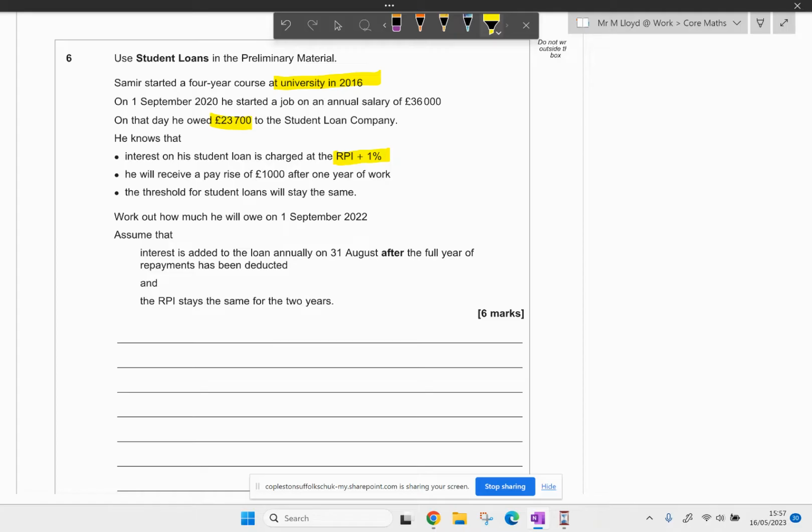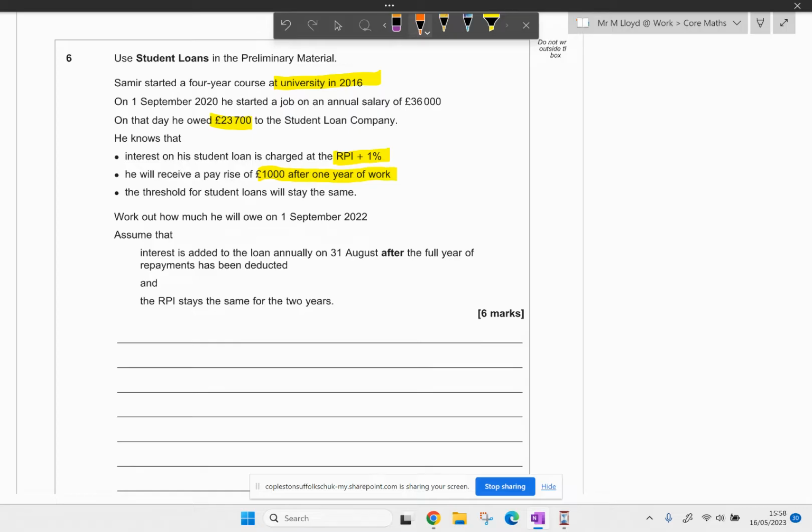He will also receive a pay rise of £1,000 after 1 year of work. Work out how much he will owe on the 1st of September 2022. So that's 2 years worth of work. Assume that, get the right pen, interest is added to the loan annually on the 31st of August after the full year of repayments have been deducted, and RPI stays the same for the 2 years.